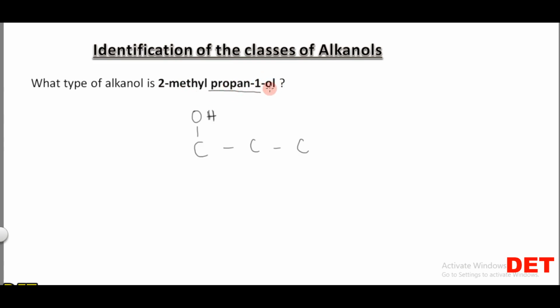2-methylpropan-1-ol. So the 1-ol is telling me that the hydroxyl group is at the first carbon. Then 2-methyl is telling me that in carbon 2, I have a methyl group, CH3. Very simple. Propan-1-ol is telling me that the parent compound is a propane and that the hydroxyl group is at position 1. So the next thing I'm going to do is fill the rest of the bonds with what?